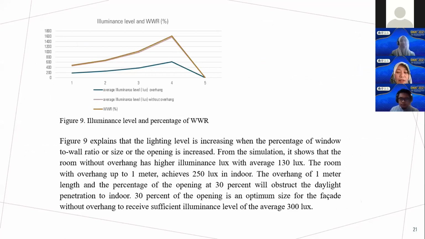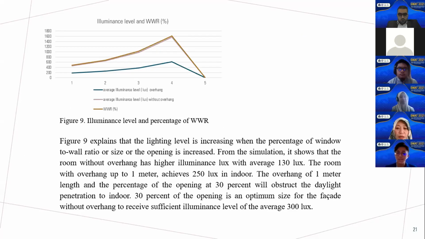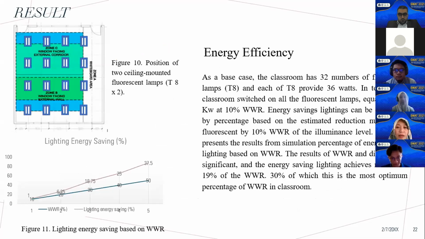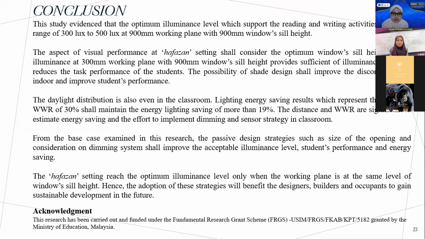So we can see that this is a comparison between a room with and without the opening and also the overhang. Overhang is a shading outside the window. And in terms of energy efficiency, after we get the 30% percentage opening of the window, we can see that there is a saving of about 30%.